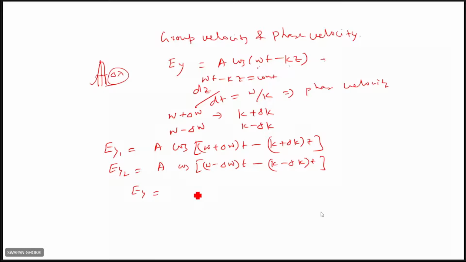The resultant field is E_y1 plus E_y2. We just apply the trigonometric relationship. Suppose after adding E_y1 plus E_y2, you consider x equal to ωt − kz, and y equal to Δωt − Δkz. If we expand it in this cosine, then what will we get?